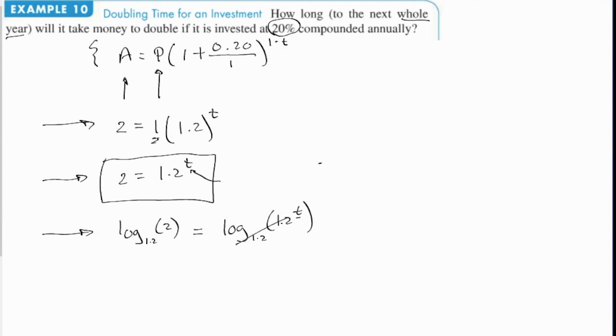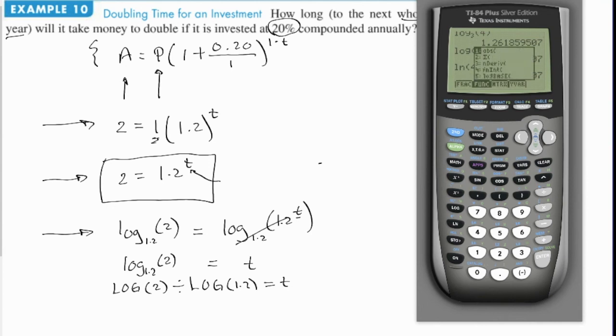Now we know that this side will simply cancel out and give me that t is equal to log of base 1.2 with an argument of 2. If you don't have a calculator that can enter this, you can use the change of base formula, log 2 divided by log of 1.2, and that'll give you your answer for t.